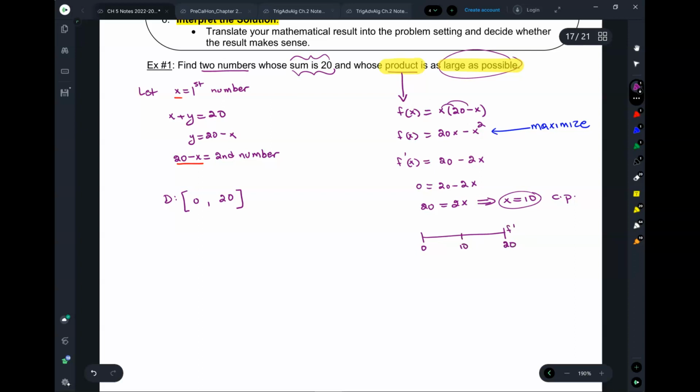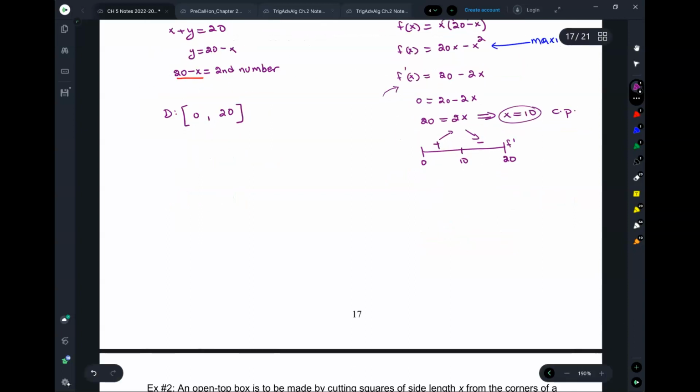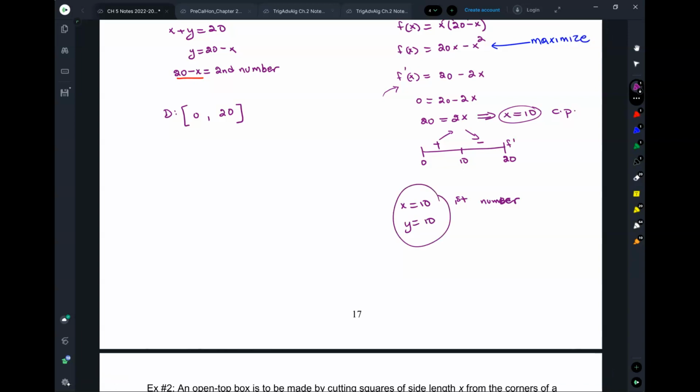And this is f prime, remember? If I take a number here, like 5, and I plug it into my f prime, that's going to be a positive. And if I take something like 15, that's going to be a negative. So you can see that f is a maximum at x equals 10. Okay, so what is this? It's x equals 10. And remember, x was the first number. So if the two numbers together add up to 20, what would the second number be then? Also 10. Okay, so those are the two answers, 10 and 10.